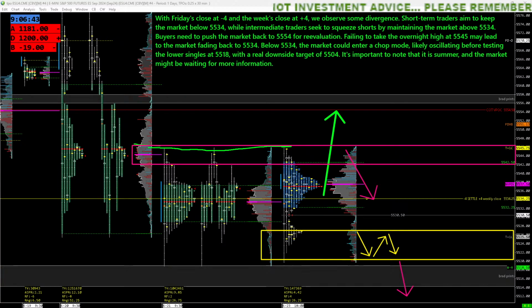I think we start to get a little bit more bearish, and the opportunity for the market to come down increases. It'll be looking to fill these singles, and then the level below, if it fills the singles, you've got a level below at 5504. That would be that target to the downside. Now you could see a break up out of this chop zone as well.